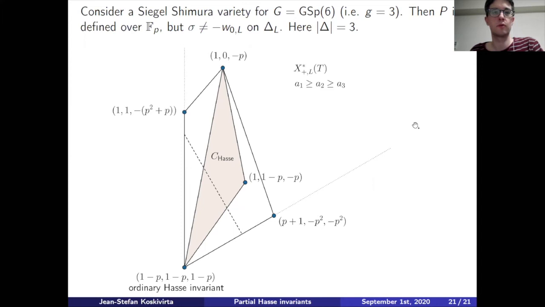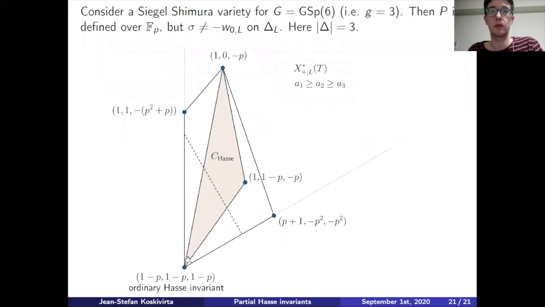We have these three weights, but here we see that the zip cone is actually much bigger. It's generated by these other funny weights here: 1, 1 minus p squared plus p, and p plus 1 minus p squared, minus p squared. And so if we want to generalize further Diamond Casey's results, maybe the Hasse cone is no longer the right cone. And maybe we should incorporate this kind of automorphic forms. This is speculative because I don't really know what happens, but we see on this example that some other automorphic forms show up, and also that here it is generated by four weights instead of the three weights of the Hasse cone.